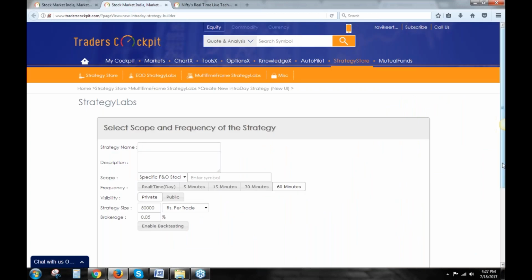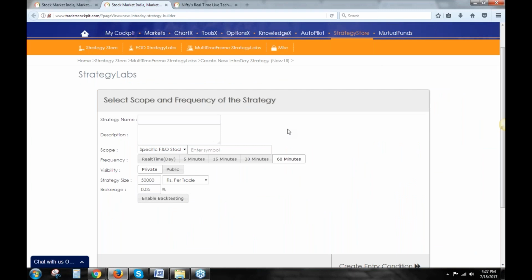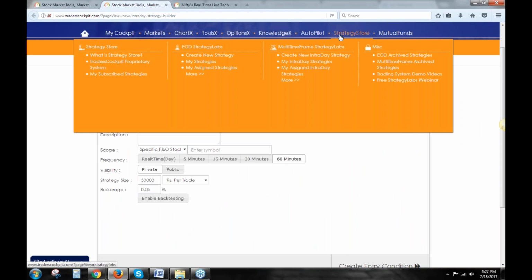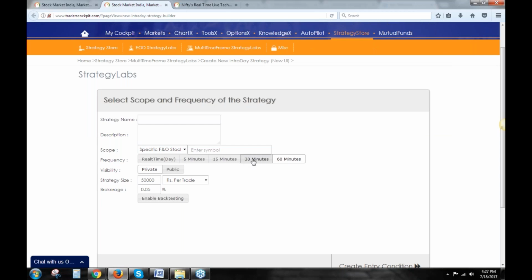Coming to the Strategy Labs page, it looks somewhat like this. For this, I went to this strategy store. In this, you could backtest the strategy on EOD candles, as well as on intraday candles. Both the module setups are available in the Premium Plus subscription. In the intraday, we have time frames available, like 5-minute, 15-minute, 30-minute, or 60-minute. So how this helps out is you can do a quick backtesting.